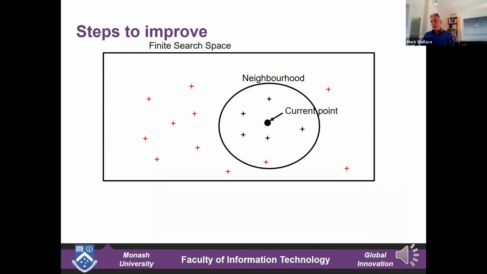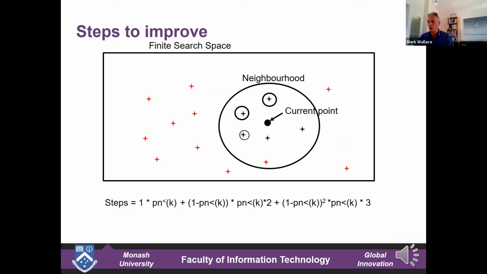So we're going to look at the number of steps it takes to improve. Firstly, with just finding one better solution. So if we look at a neighbour and with probability of Pn less than k it is better than the current point, that would just take one step. But if that wasn't better, with probability of 1 minus Pn less than k, then with probability of Pn less than k for this next one being an improvement, it takes 2 steps.